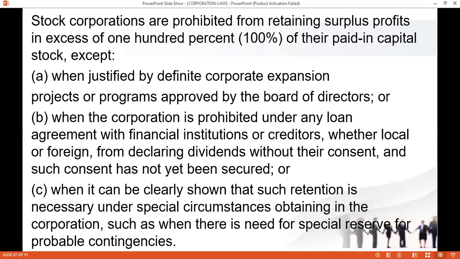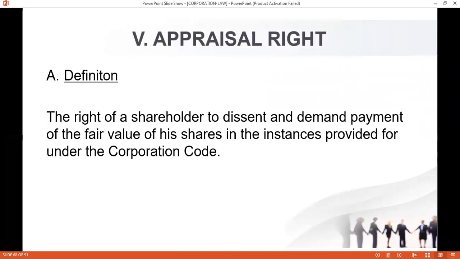Kailan ba nagiging ultra vires yung act? Kapag wala doon sa tatlong nabanggit ko. Kung nag-act yung corporation beyond its express power, hindi siya pasok sa implied power, pati sa incidental power, then ang act will be considered as an ultra vires act. Okay, that ends now our discussion for the powers of the corporation. So let's proceed to appraisal right.